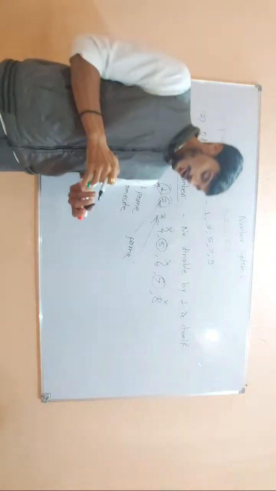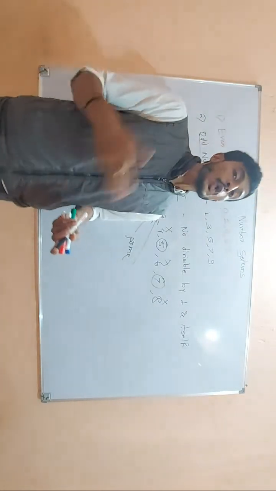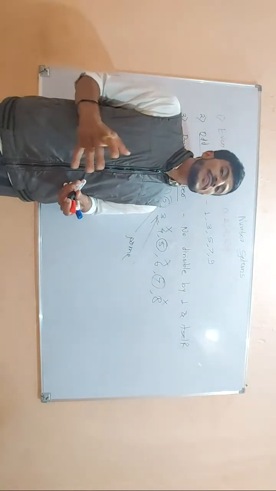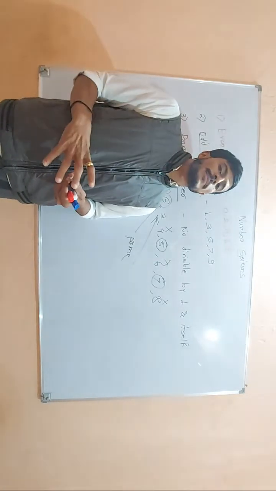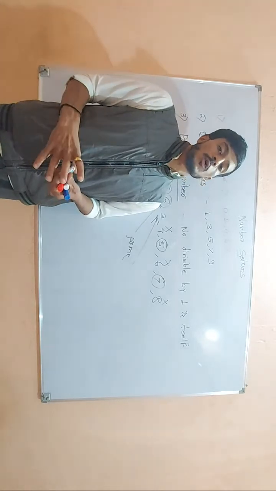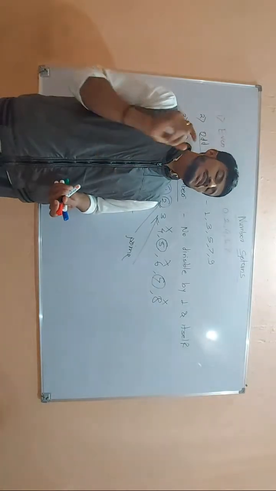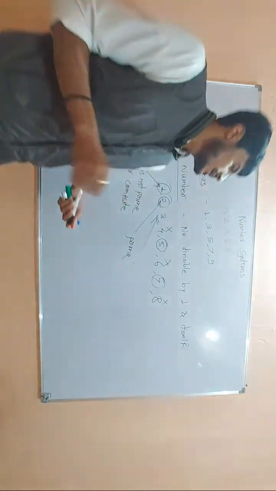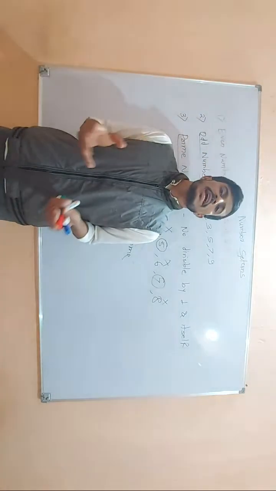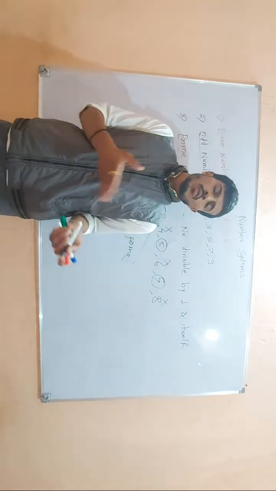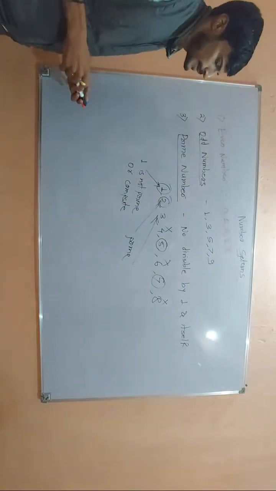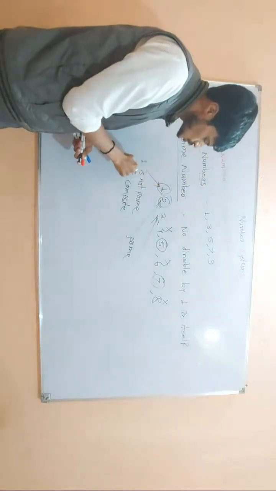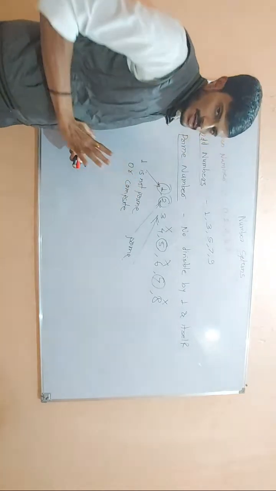So basically from 1 to 100 there are 25 prime numbers, and out of that 2 is the smallest prime number, and it is an even number also. The only even prime number is 2, and 97 is the biggest prime number between 1 to 100. Okay, so you have to remember this. Remember that 1 is neither a prime number nor a composite number.